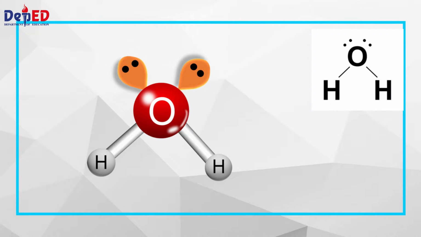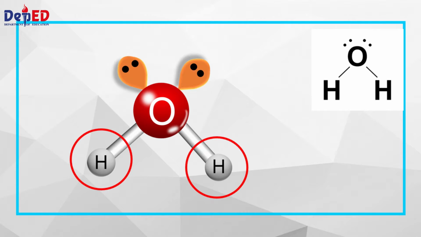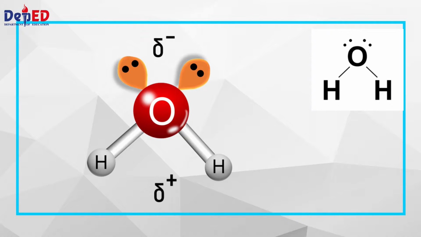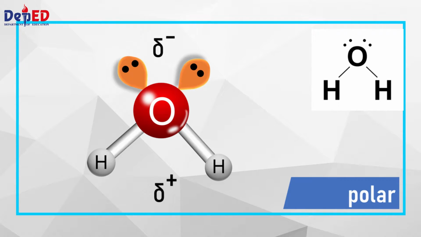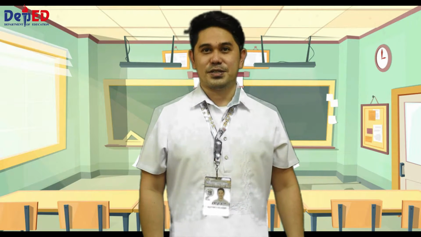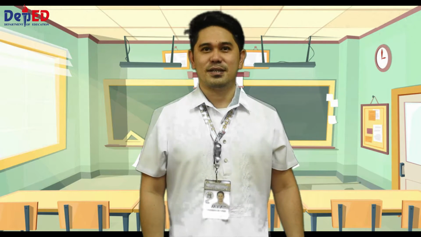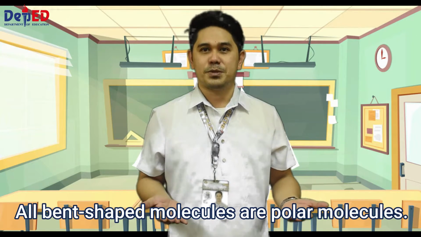Notice that the hydrogen atoms have both bonded with 2 of oxygen's electrons. However, there are still 2 lone pairs out here. We can then say that on this side is where electrons seem to be more concentrated. Thus, this side is partially negative, while this side is partially positive. A dipole moment is created. Therefore, water is a polar molecule. The presence of lone pairs of electrons on one side of a molecule creates a dipole moment. Remember, all bent-shaped molecules are polar molecules.